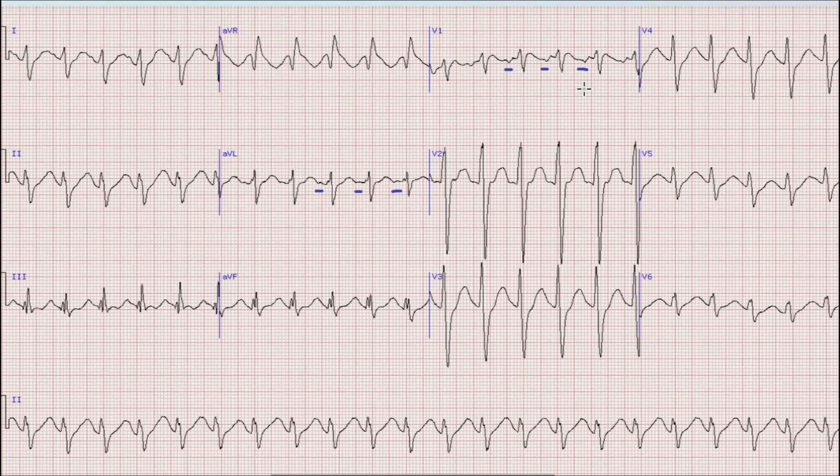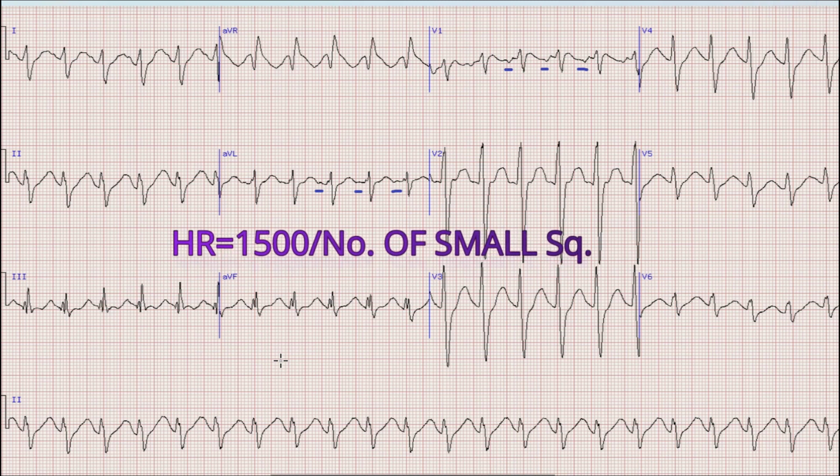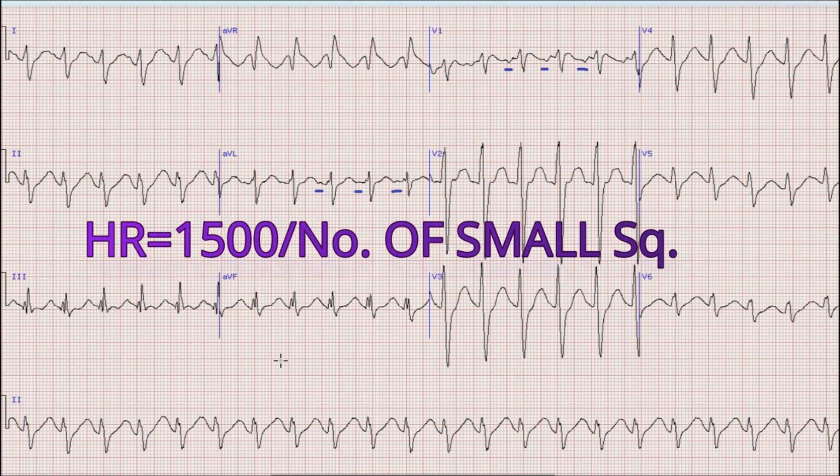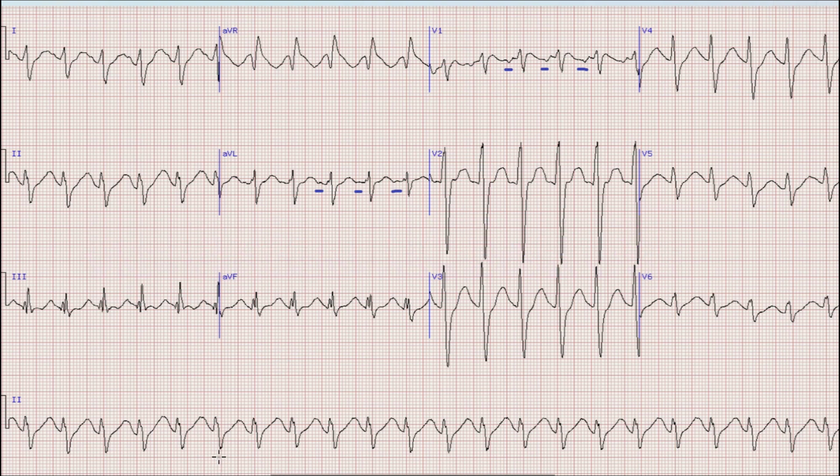After the rhythm, the next thing is heart rate. For calculation of heart rate, there are multiple formulas. Here we will use formula heart rate is equal to 1500 divided by number of small squares between two QRS complexes. For example, we'll select these two QRS complexes, and between these two QRS complexes, we'll calculate the number of small squares. The number of small squares between these two QRS complexes is 5, 10, and 11.